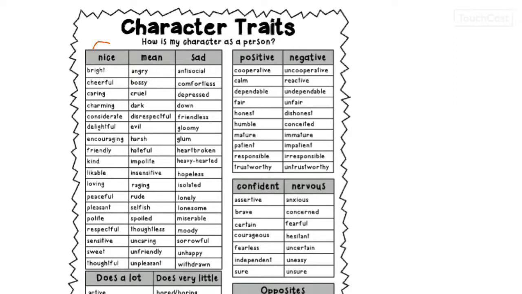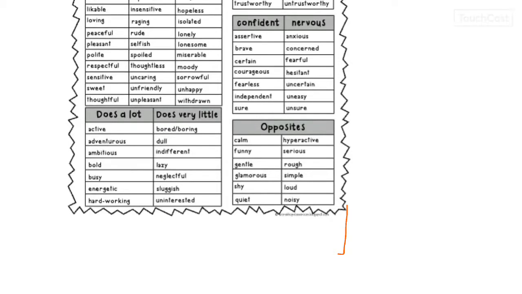So this list, if you wanted to say nice, instead of saying nice, I'd like you to pick one of these words. If you want to say mean, pick one of these, or even sad. So it's just bigger words. If you're not sure what they mean, you can totally ask a parent, look it up online, or ask me. Again, positive and negative words, synonyms for confident, synonyms for nervous, and then just some other suggestions. So take a look at this chart as we finish off the week with character traits.